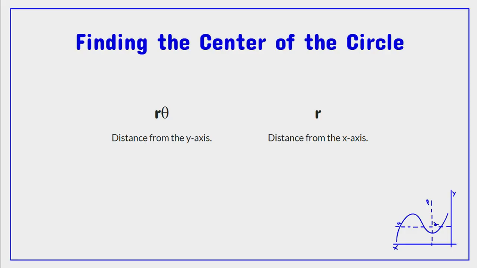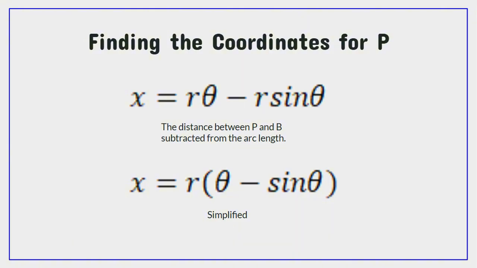The center of the circle can be found using r theta and r. R theta represents the arc length covered by the circle and the distance from the y-axis. R represents the radius of the circle, and because the vertical height of the circle will never change, this stays constant for the y-coordinate.